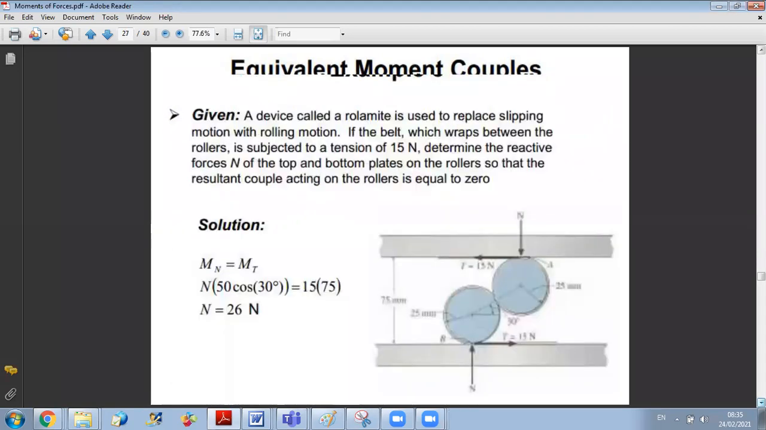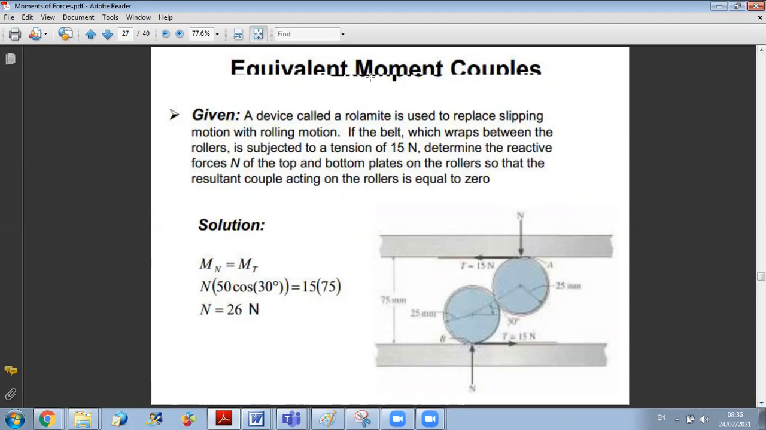Now, let us consider an example, a device called Aerolamite is used to replace slipping motion with rolling motion. If the belt which wraps between the rollers is subjected to a tension of 15 Newton, determine the reactive forces N on the top and bottom plates on the rollers so that the resultant couple acting on the rollers is equal to 0.